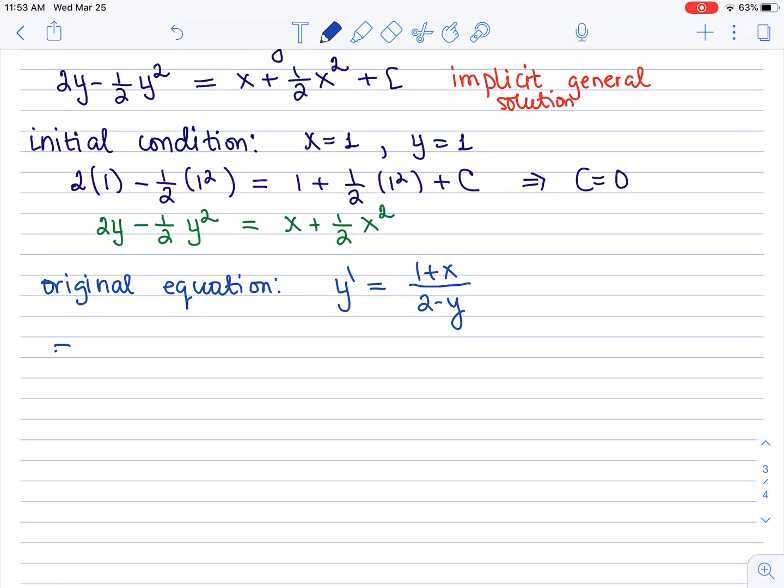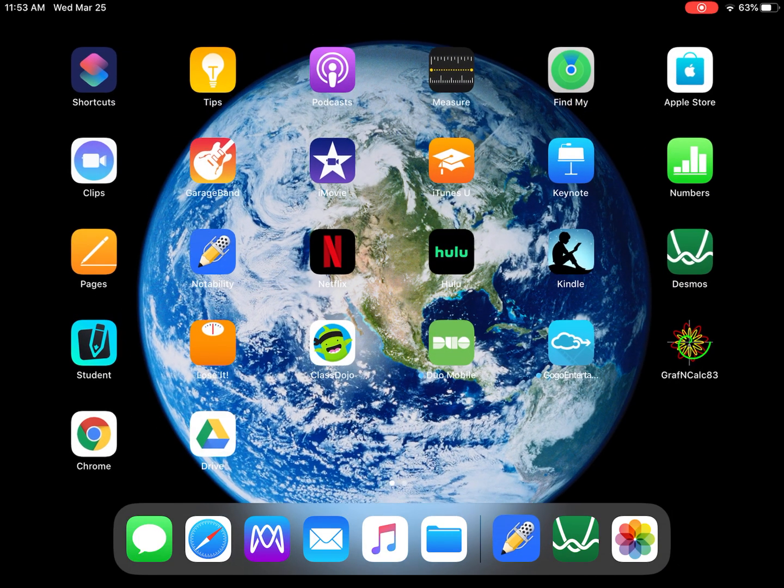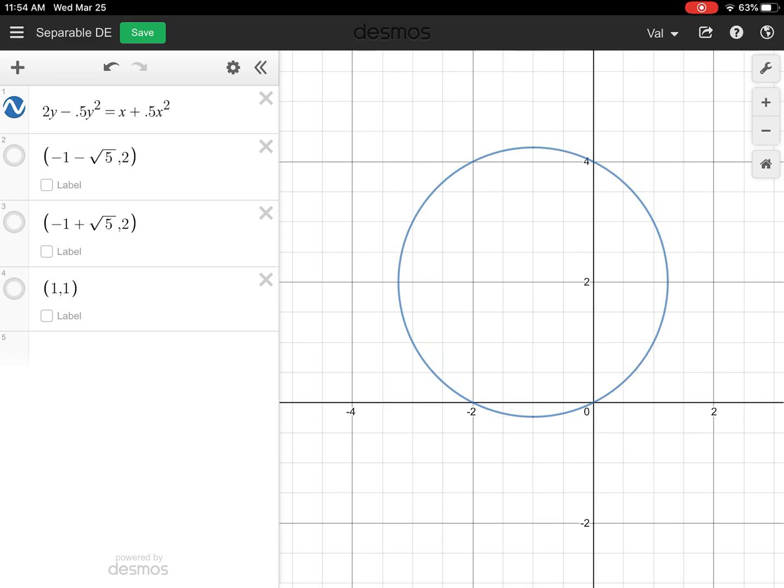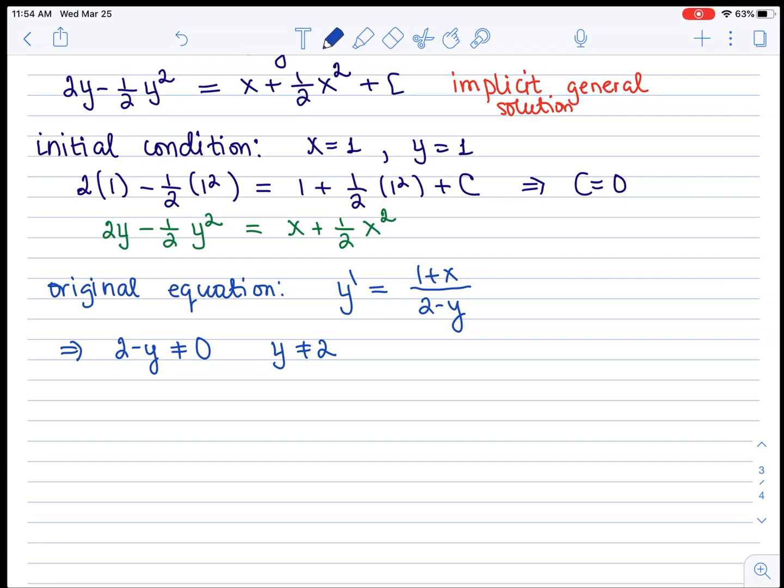This means this differential equation is defined for values where y is not equal to 2, right? So y cannot be equal to 2. Otherwise, we have division by 0, which means we need to exclude points where y is 2. If we take a look at our circle over here, it looks like there is this horizontal line, y is equal to 2. Do we have any points on the circle that intersect it? And the answer is yes. There are 2 of them, right? So that means we should be able to find the x coordinates.